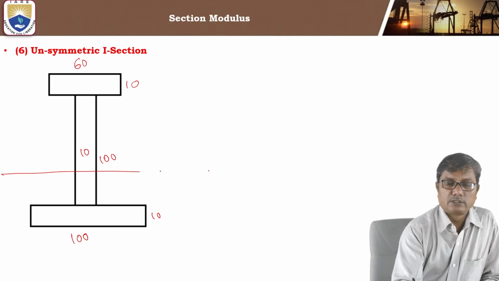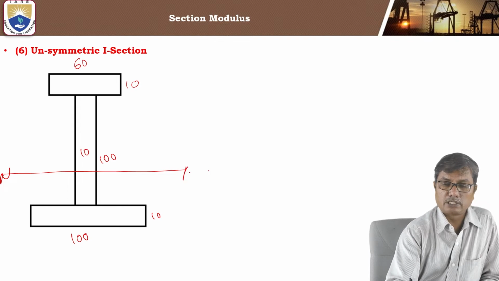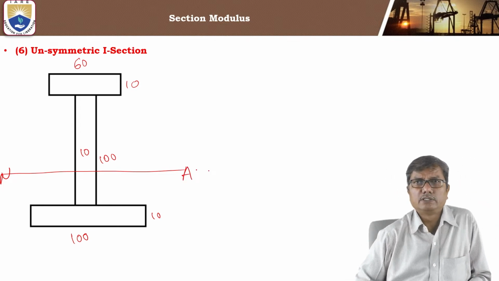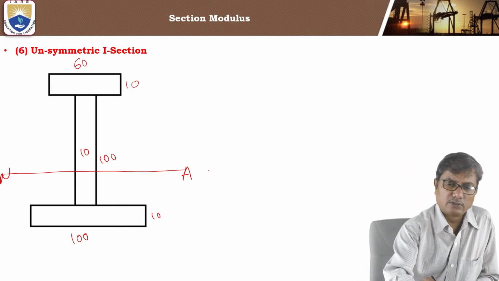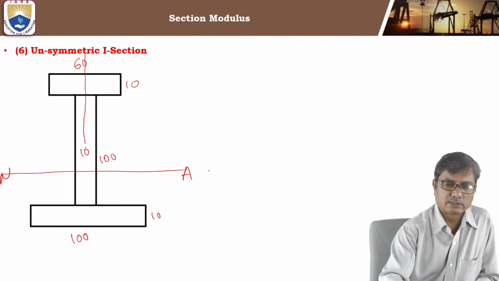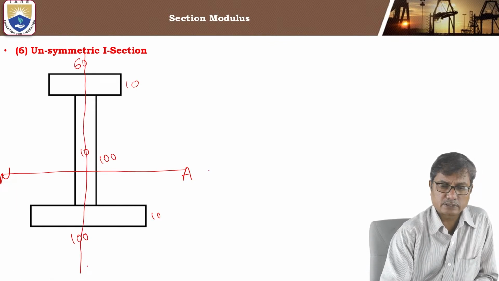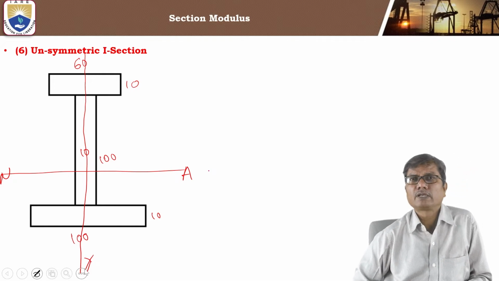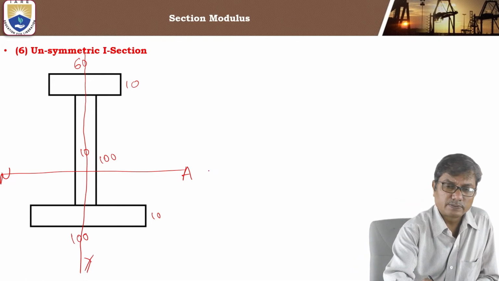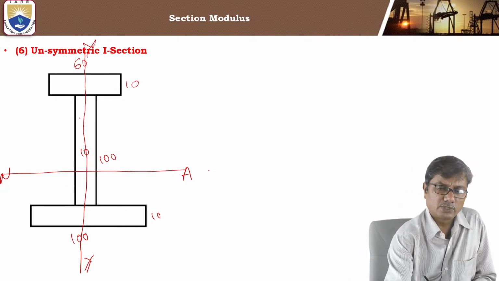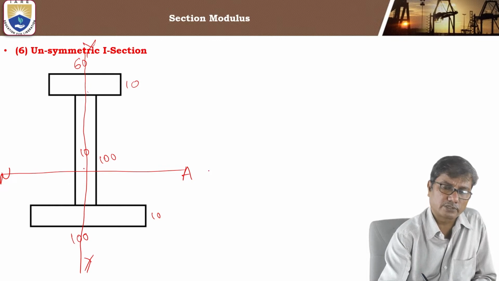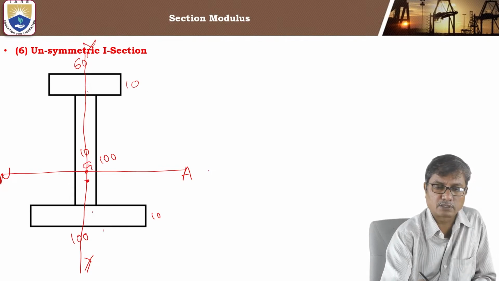Now, this is unsymmetric. It is clear from the figure, isn't it? It is unsymmetric about the horizontal line. It has one vertical axis about which it is symmetric. Only one axis of symmetry it has. So what can we say is the centroid lies on this axis of symmetry. At what height exactly from bottom or top we don't know.